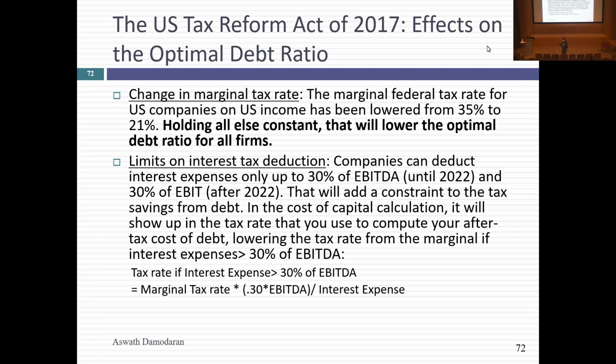And we talked about what this should mean, right? Holding all else constant, if I can take that spreadsheet and I take my 40% tax rate and lower it to 21%, my optimal debt ratio will always decrease. So the question is, how does that play out?